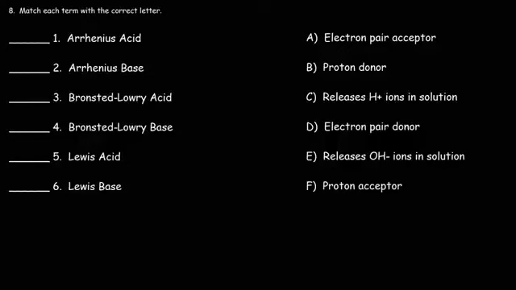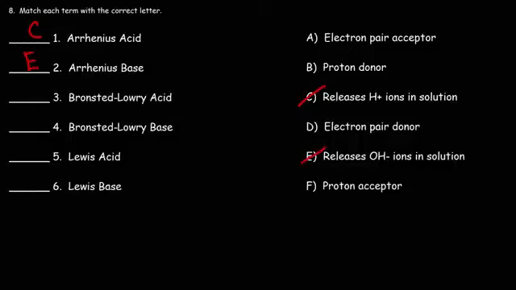So let's begin by focusing on the Arrhenius definition of acids and bases. So what is the Arrhenius acid? An Arrhenius acid is an acid that releases H+ ions in solution. So number 1 is C. The Arrhenius base releases hydroxide ions in solution. So number 2 is E.